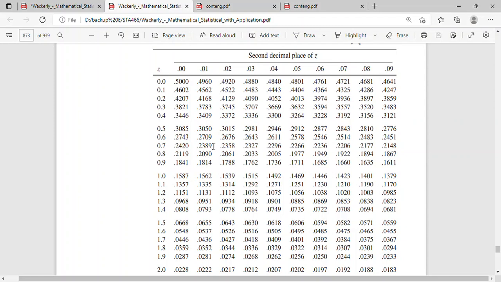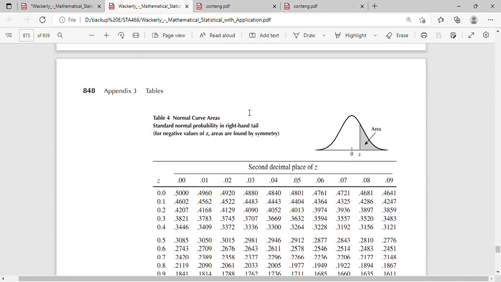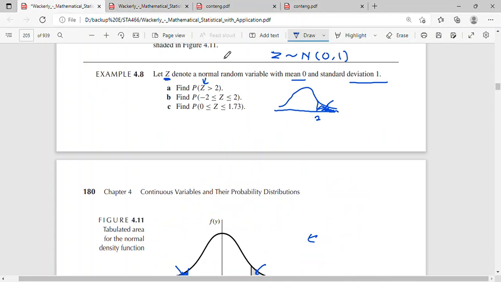Appendix 3, table number 4 dalam your textbook. Let's see sama tak dengan table merah. Some of you ada table merah, so sama dengan table merah yang you ada. Okay, so sekarang kita nak cari probability of z more than 2.